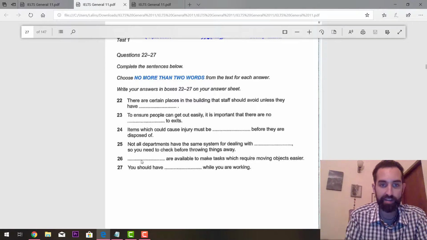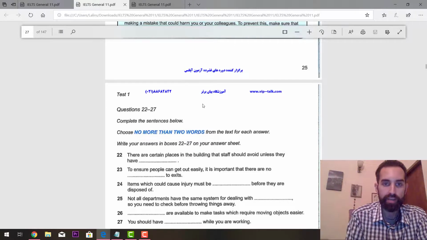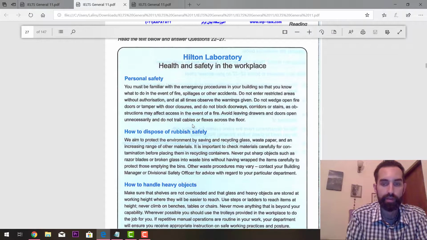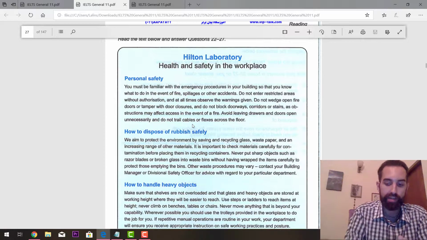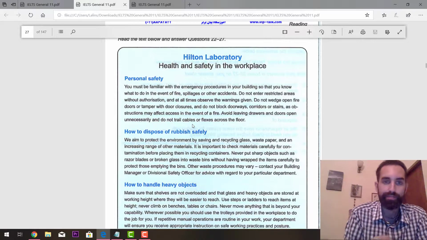26. Blank are available to make tasks which require moving objects easier. 27. You should have blank while you are working. Okay? So now we go back up to the text and we're going to read through that. Okay, here we go. So what we are looking at here is Hilton Laboratory. Health and safety in the workplace.